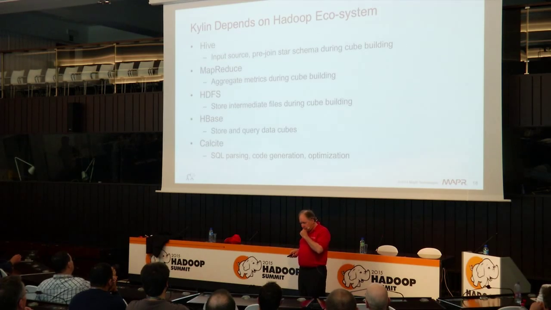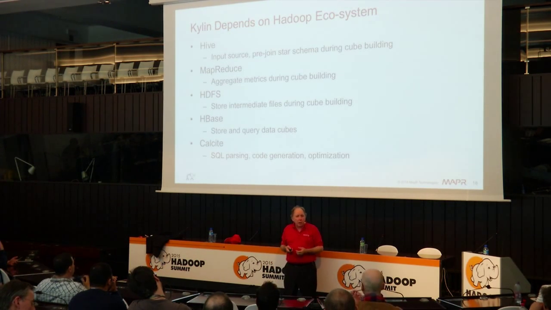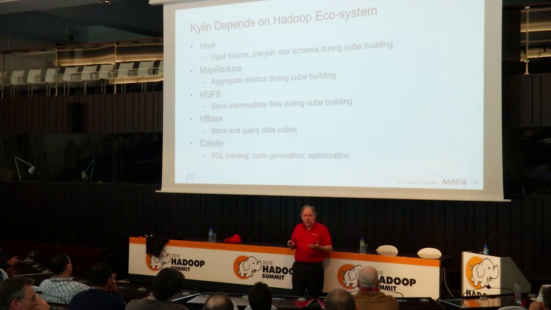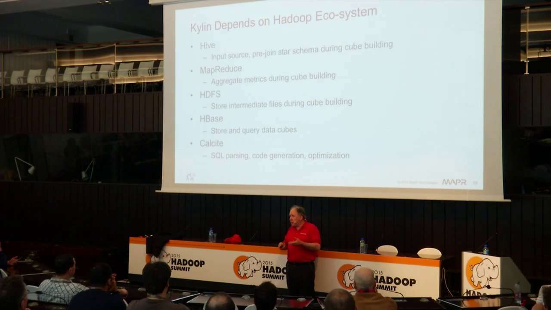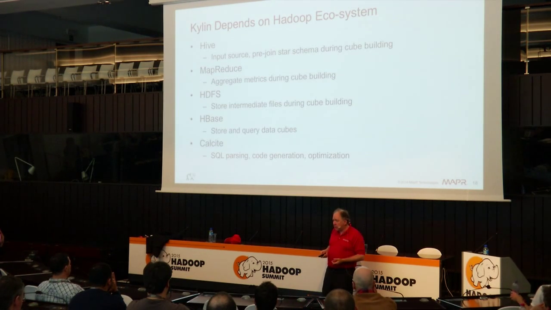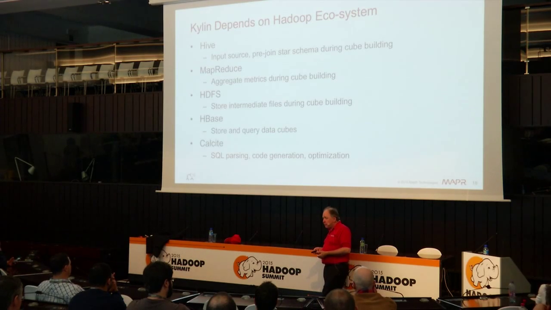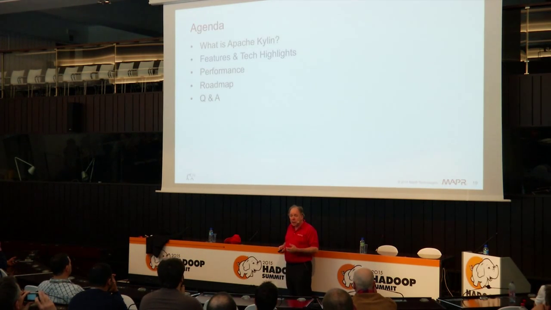So Kylin depends on and works with a lot of the Apache infrastructure. It is not a standalone thing. It uses Hive, uses MapReduce. It could be using Spark soon. It uses HDFS or whatever HDFS-like store you have. It uses HBase, again, or whatever HBase API is available. It uses Calcite. All of these are other Apache projects, and that's really nice. That's what let these guys get to these results.